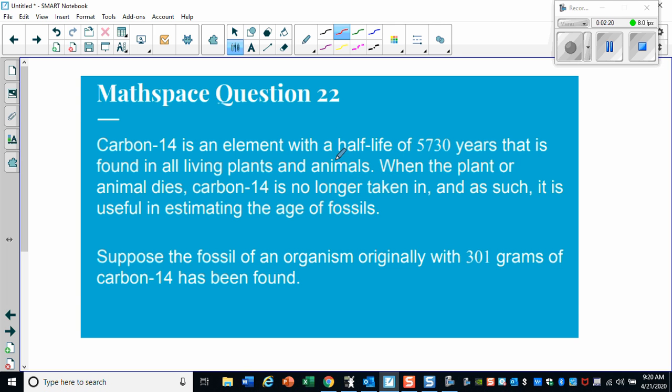Okay, so hopefully you read this, and let's just gather the important information here. The important information, number 1, is your half-life. The half-life is 5,730 years. Okay, that's one important thing. And then the other important thing here is that we originally started out with 301 grams of carbon-14. So those are 2 important pieces of information here.